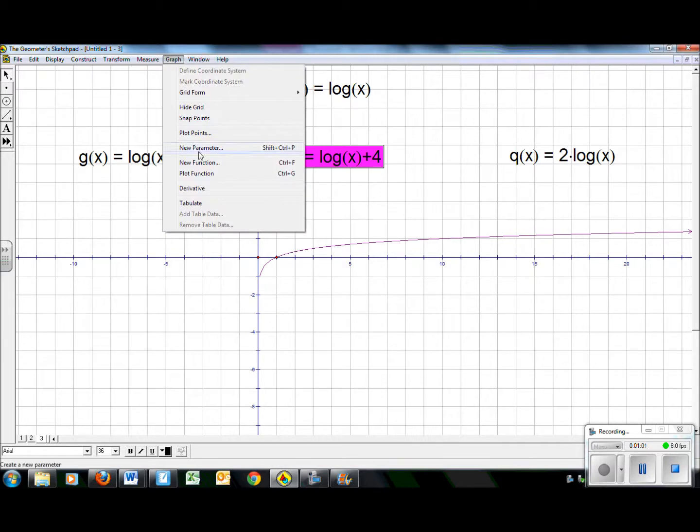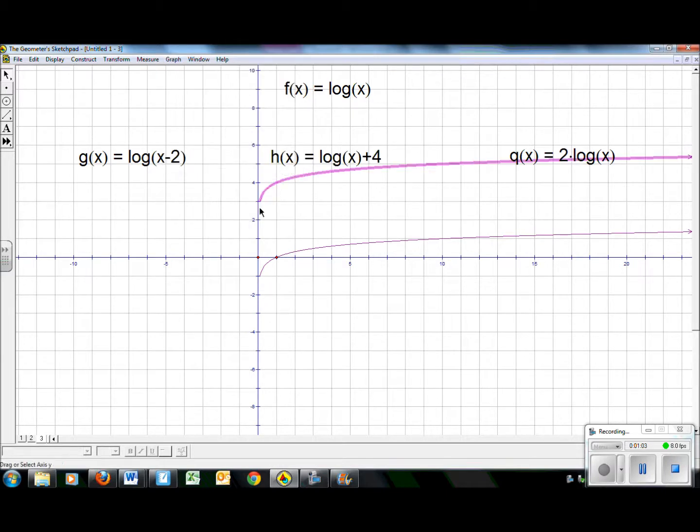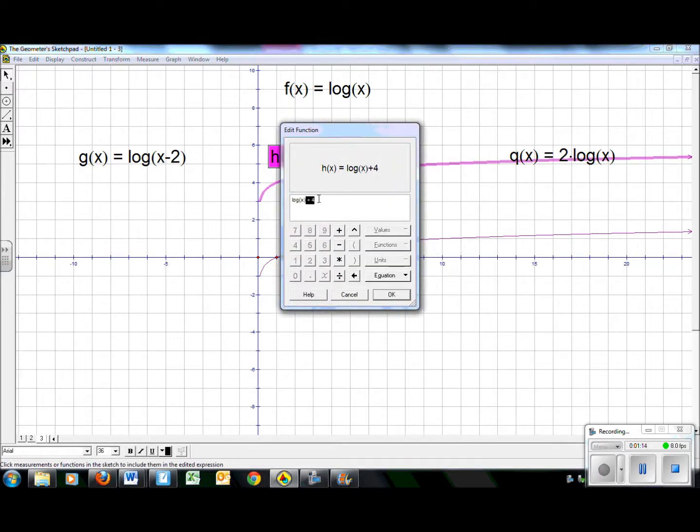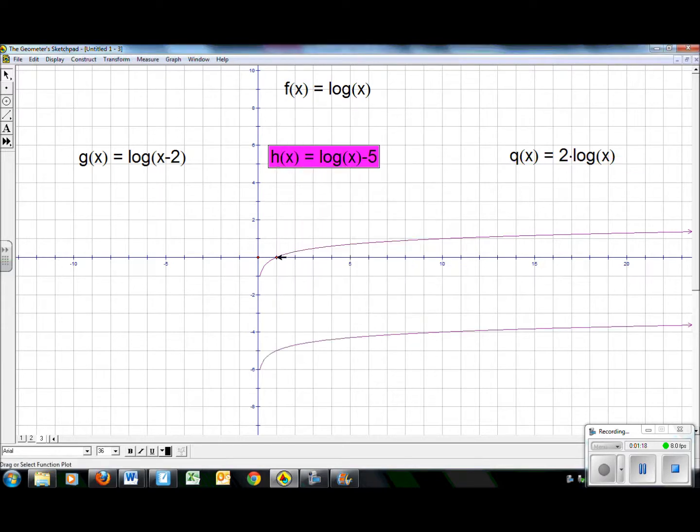Plotting over here, we plot the function. I'm betting it goes up 4, and it went from there to there. Yep, from 1, 0 to 1, 4, and indeed it seems to have followed that pattern. And if I modify this and say minus 5, it should go down 5 from the original parent function, and indeed it does seem to have done that. So my prediction was right on this as well.